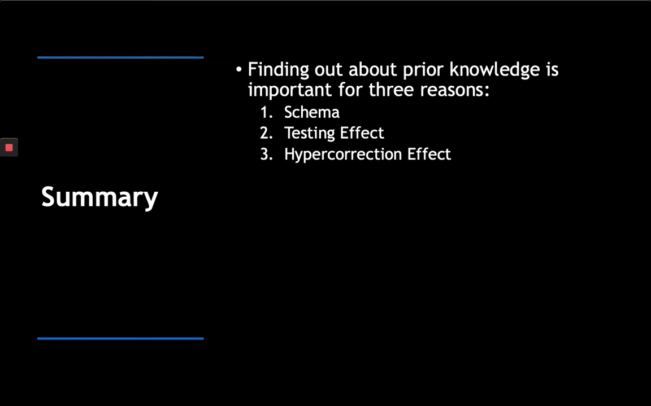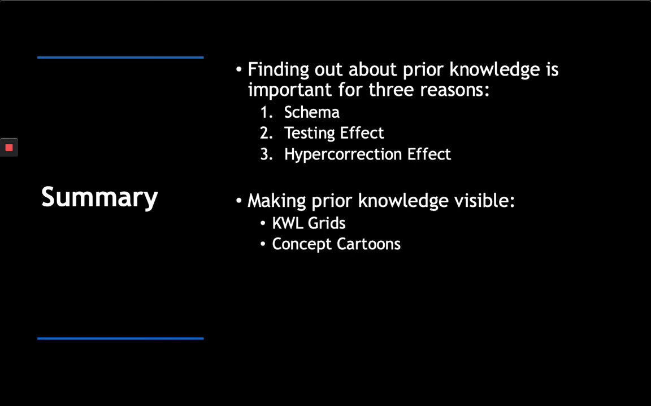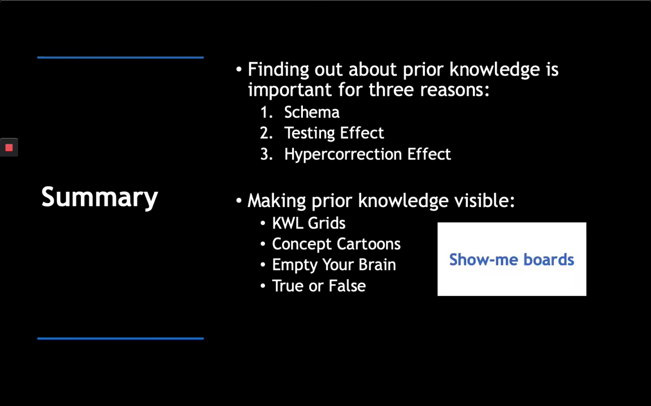But the only way we can take advantage of the hypercorrection effect is to engage students in activities which get them to think about things that they think they already know. So it links to prior knowledge. So ways of making prior knowledge visible, for example, there are many others, but the ones I've used as examples: KWL grids, concept cartoons, empty your brain, true or false statements. And with all of these things and any other activity that you're using, I would always push for the use of show me boards, because this helps you as the teacher to make the prior knowledge of every student visible.